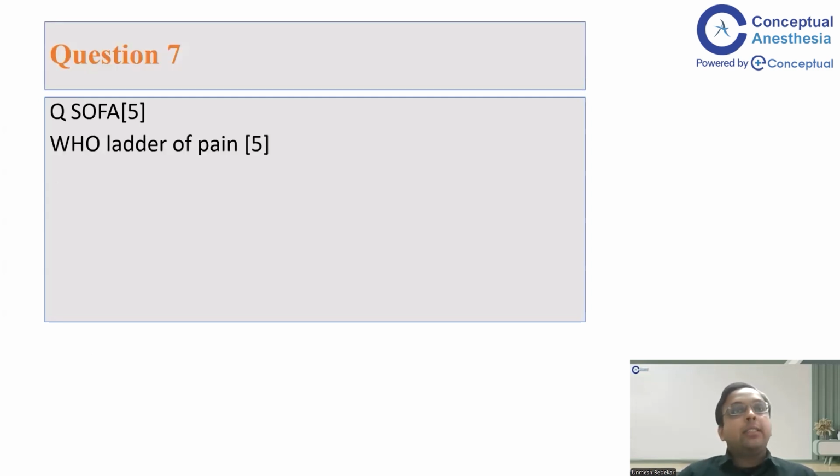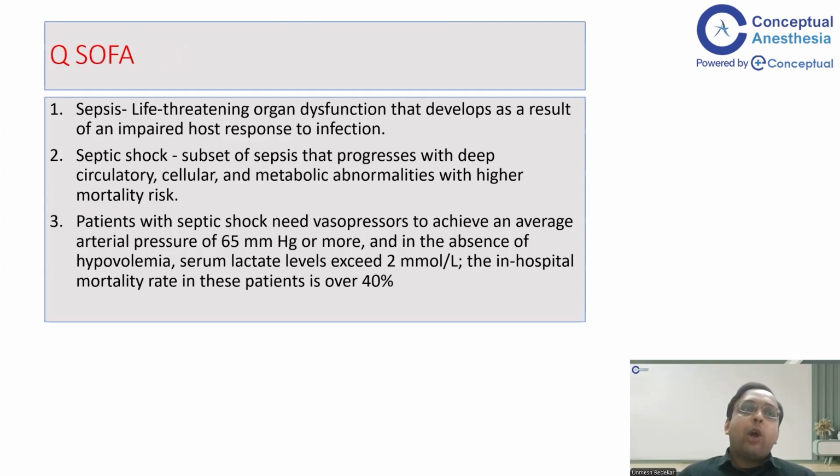The next question is regarding pain. One regarding a scoring system known as qSOFA, and the sub-question is the WHO ladder of pain. So regarding qSOFA or quick SOFA, that is sequential organ failure assessment. All these parameters are used to check sepsis, which is a life-threatening organ dysfunction that develops as a result of an impaired host response to infection. So basically, life-threatening organ dysfunction because of impaired immunity is sepsis.